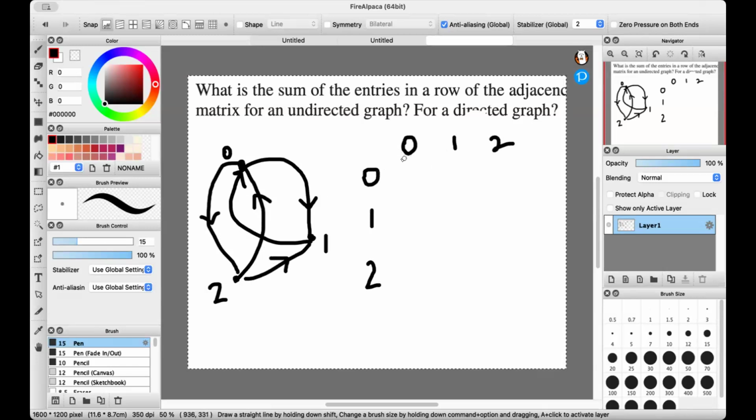So what this is asking for is the adjacency matrix for a directed graph. You're basically counting the number of edges that take you from this vertex to this vertex, I think. Let me check it real quick. Adjacency matrix.